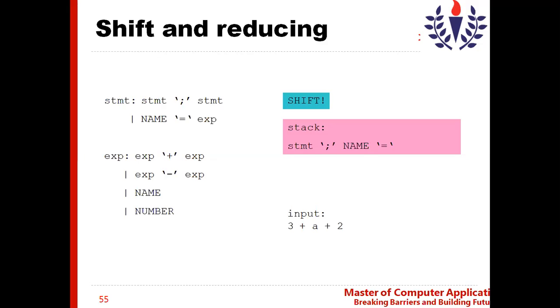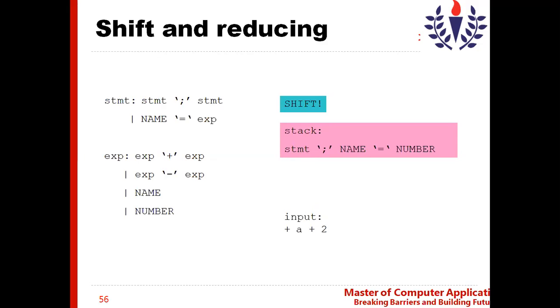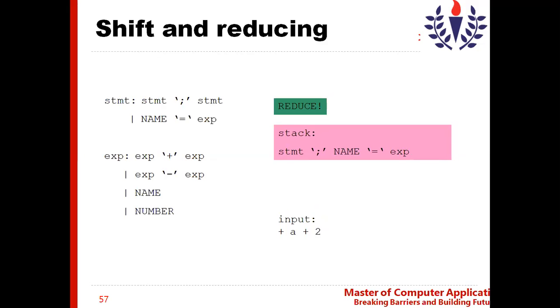So the next input is what? The next input is 3. So 3 is a number, and what happens? The number matches with the second grammar, and that will be replaced by EXP. But now, if you look at the stack, we have name equal to EXP.